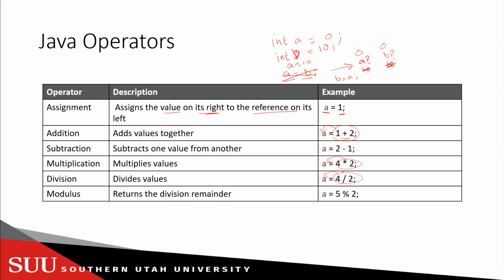And finally we have the mod operator, modulus. We call this modulus. What it will do is return the division remainder. So 5 mod 2 is the remainder of this. Actually, if we do integer division, then 5 divided by 2 is going to be 2, and we have a remainder of 1. So 5 mod 2 is going to be 1 in this case.